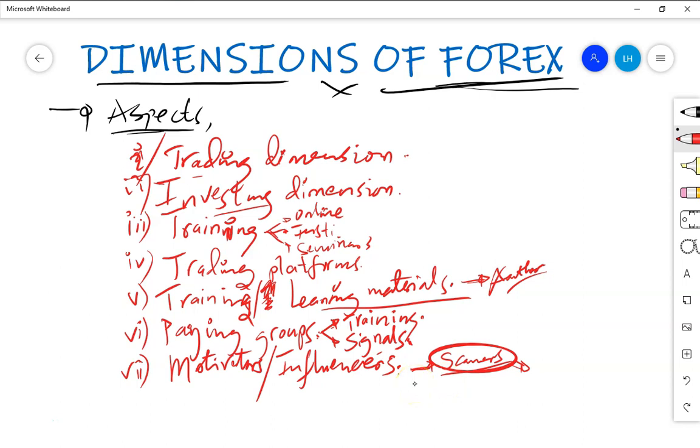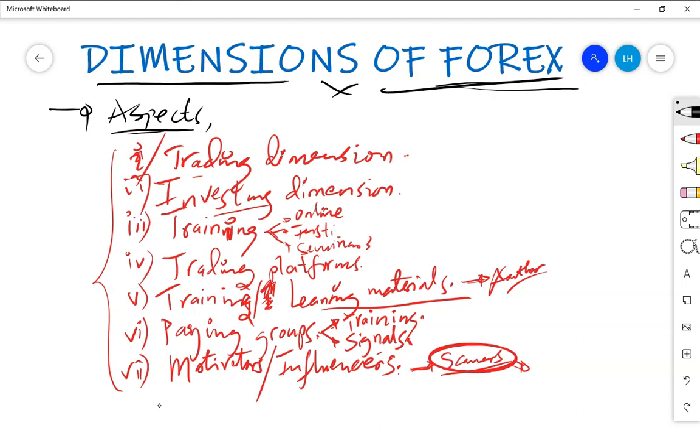So I am done with what I targeted to share, those 7 dimensions of forex. What I advise here is that it is not necessary to invest in all of these dimensions. It doesn't mean that if you enter the forex industry you have to master all of them. No, you can choose 3 or 2 or 1 dimension, concentrate on that particular dimension, and make money.